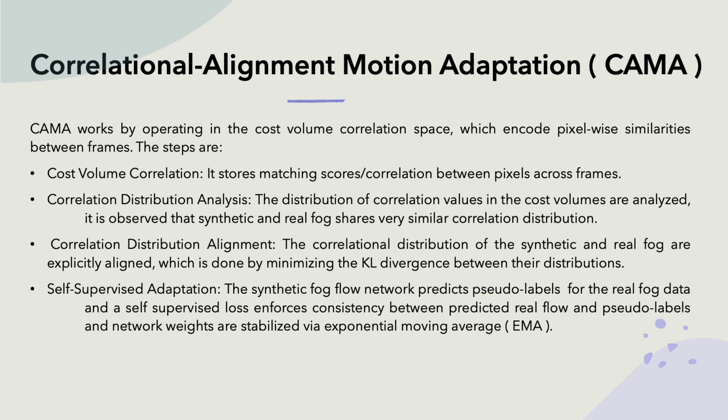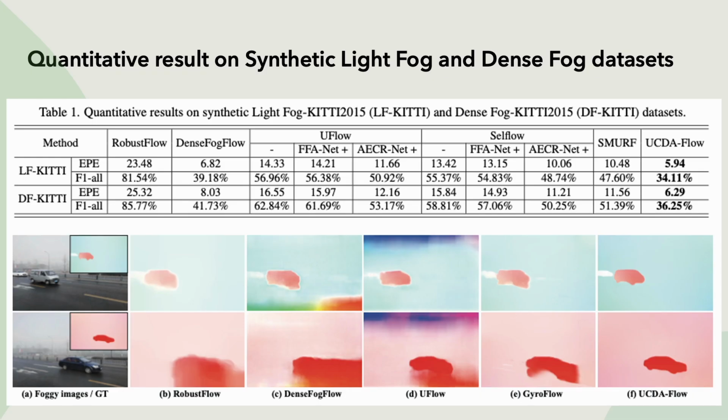Self-supervised adaptation. The synthetic fog flow network predicts pseudo-labels for the real fog data. A self-supervised loss enforces consistency between predicted real flow and pseudo-labels. By aligning the correlation distributions, CAMA transfers motion knowledge from the synthetic fog domain to the real-world target domain in a self-supervised manner using pseudo-labels. The correlation space acts as an intermediate representation bridging synthetic and real domains, allowing knowledge transfer despite appearance shift.